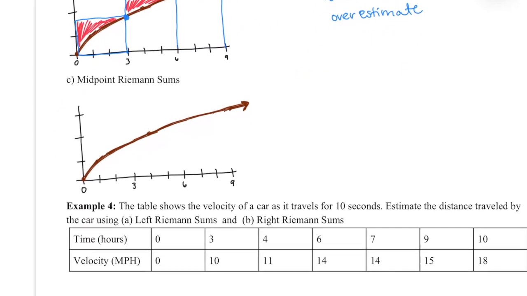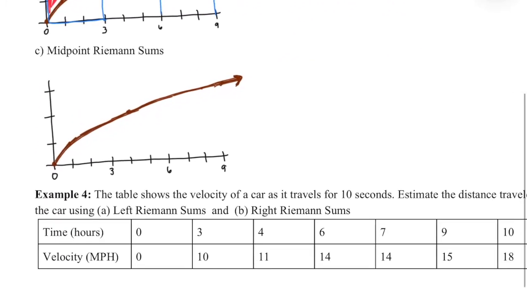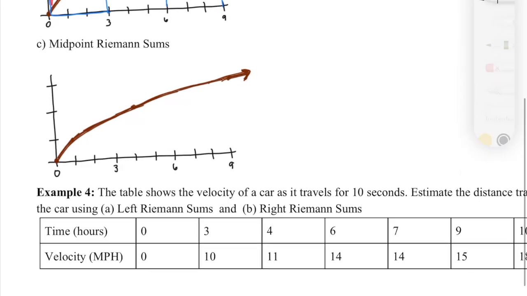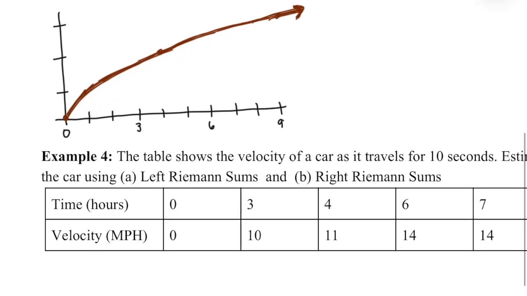Now we need to use midpoint sums. So midpoint, remember, isn't using either the left or the right, it's using the space in between, right in the middle. So I need to determine the numbers in between 0, 3, 6, and 9. So I'm going to add points. The number right between 0 and 3 is 1.5.